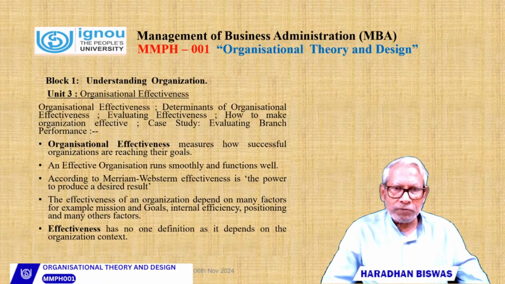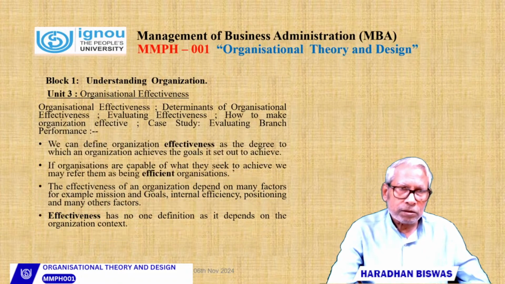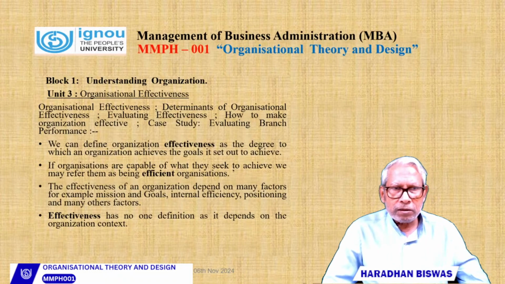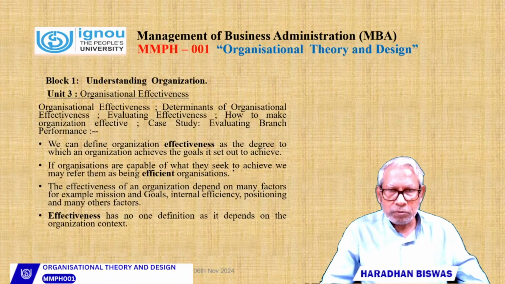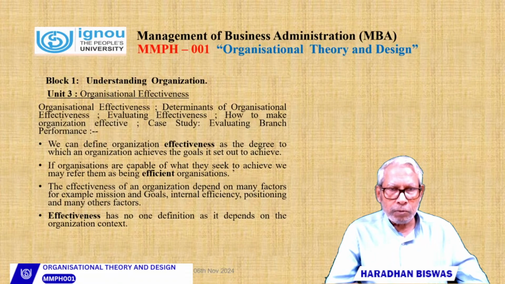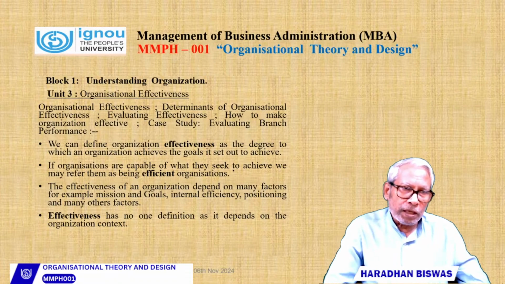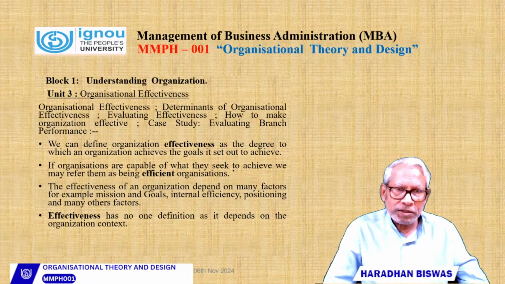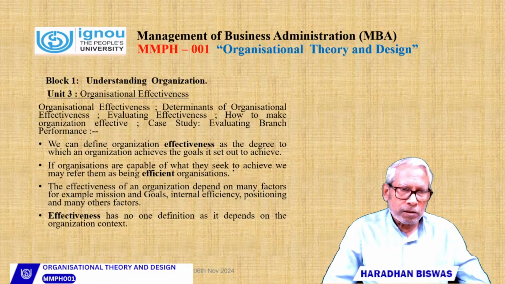Effectiveness is also one of the definitions that depends on the organizational context. Effectiveness, we can say, is the degree to which the organization achieves the goals it has set. How much of the target you are fulfilling, that is the effectiveness. But an efficient company, we may refer to as an efficient organization, for the capability it has. Effectiveness, we can say, is when you are fulfilling the target. So effectiveness, as one definition, depends on the organizational context.